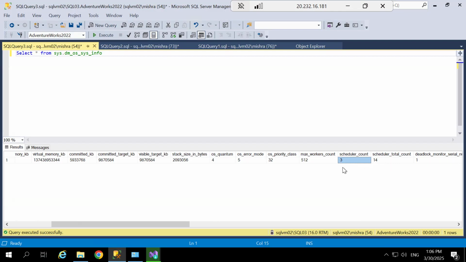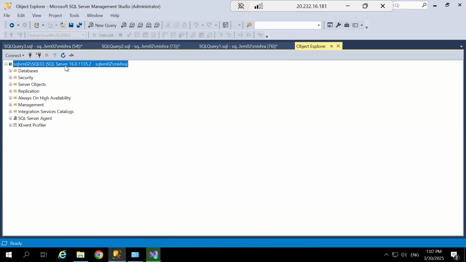So however many logical processors you have allocated to SQL Server, accordingly the schedulers will be created by SQL Server upon its start. Whenever SQL Server starts, it reads the CPU affinity value, that is, how the CPU has been affinitized, and accordingly it creates the schedulers. So now we have only 3 schedulers. Let us put it back to 4 now.